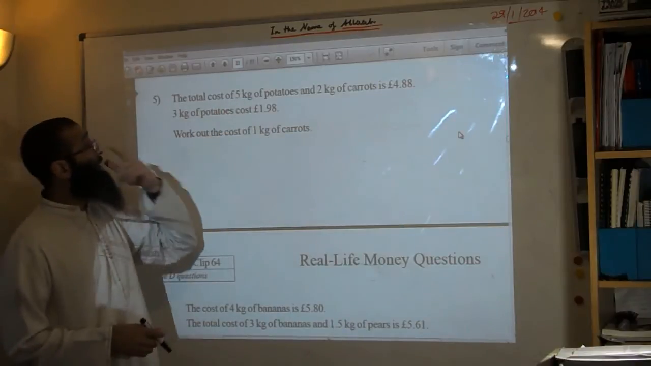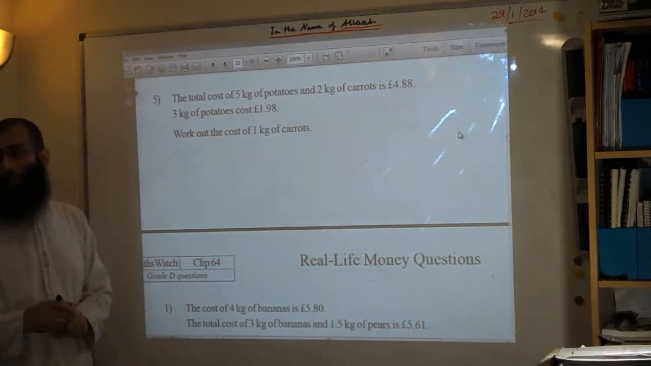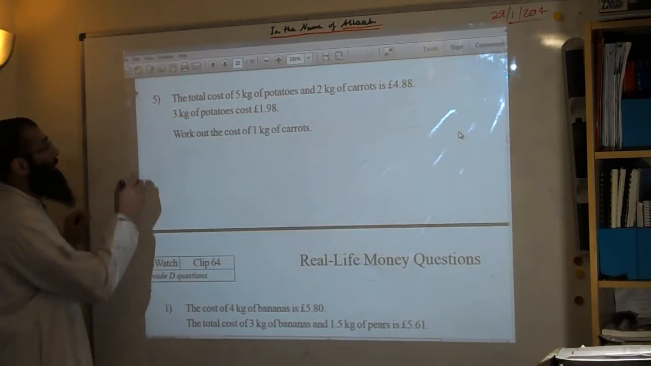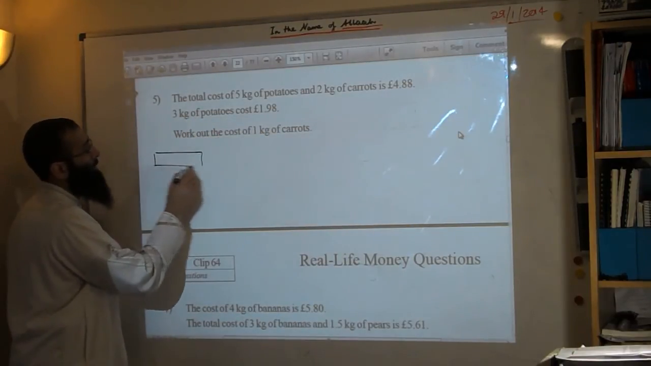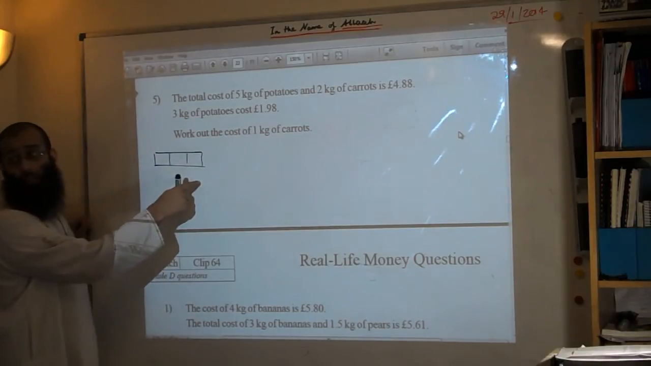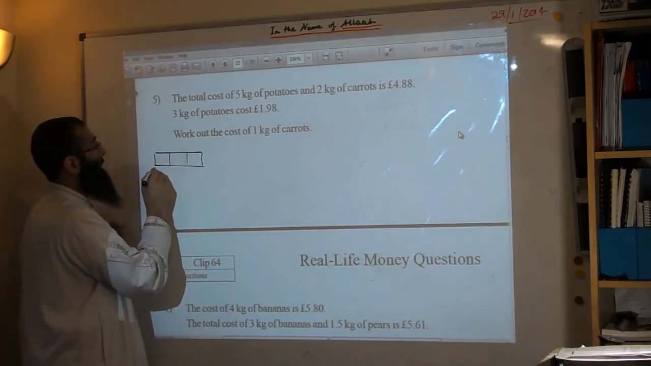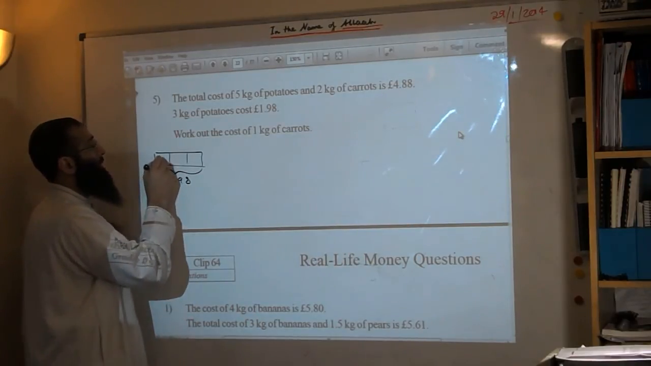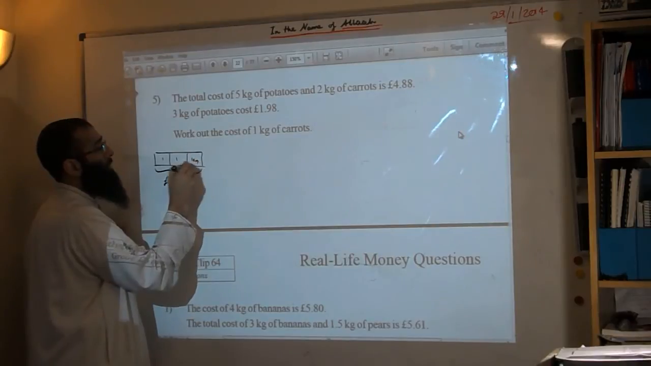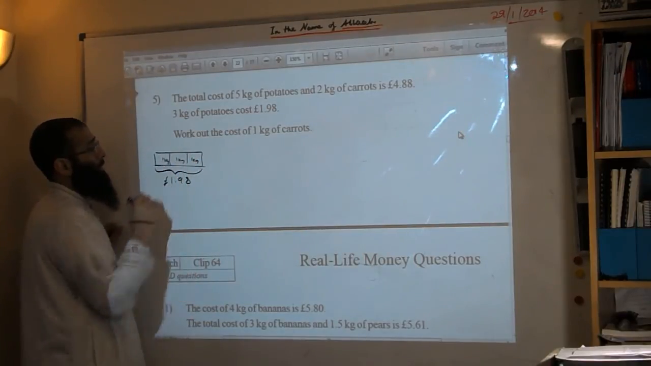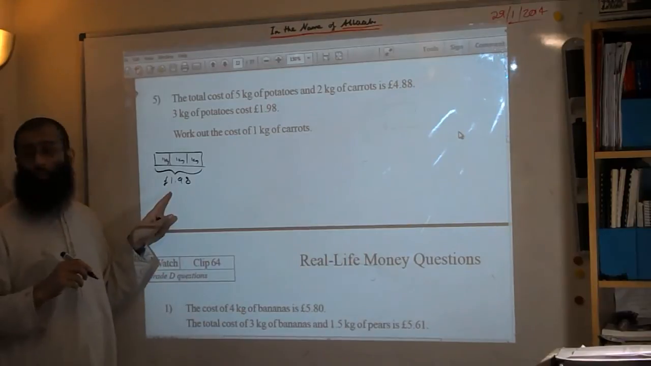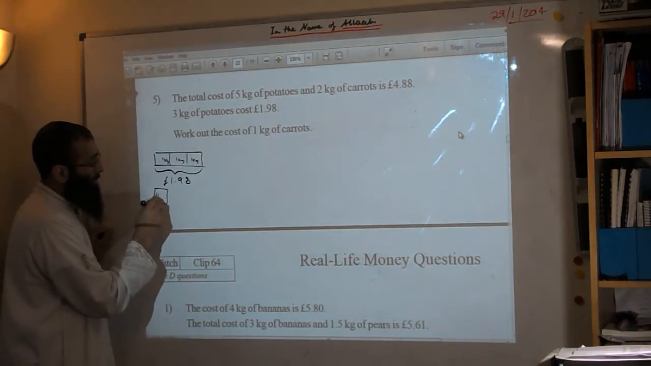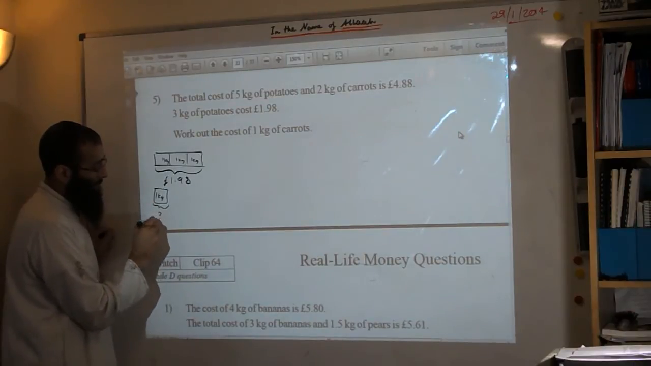The total cost of 5 kilograms of potatoes and 2 kilograms of carrots is £4.88. 3 kilos of potatoes cost £1.98. So just think of this as 3 kilos here of potatoes, and together all of this is £1.98. So if you have 3 kilos that is worth £1.98, what could you tell me about 1 kilo?